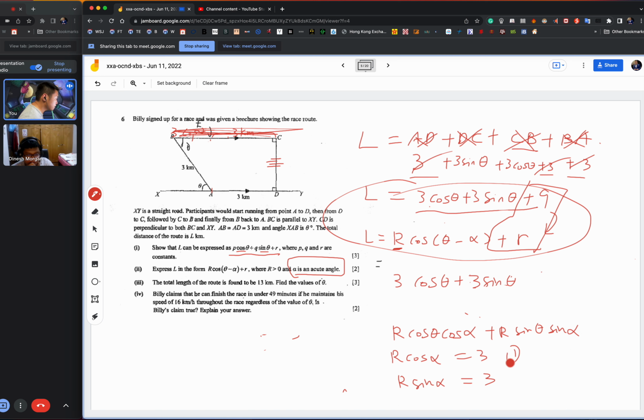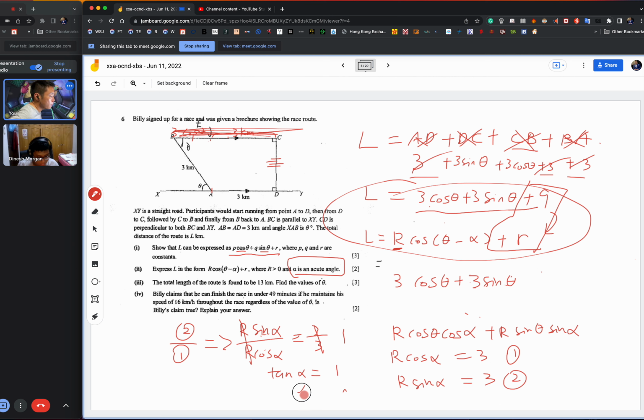In fact, it's simultaneous equations, but how? I think you can get alpha by doing this. You use 2 divided by 1. So 2 divided by 1 is r sine alpha over r cosine alpha. That will give you 3 over 3. So therefore this one is gone, and this one is 1. So it's tangent alpha equals 1. Yes, that's how we get alpha. So alpha equals 45 degrees. Done. Okay?